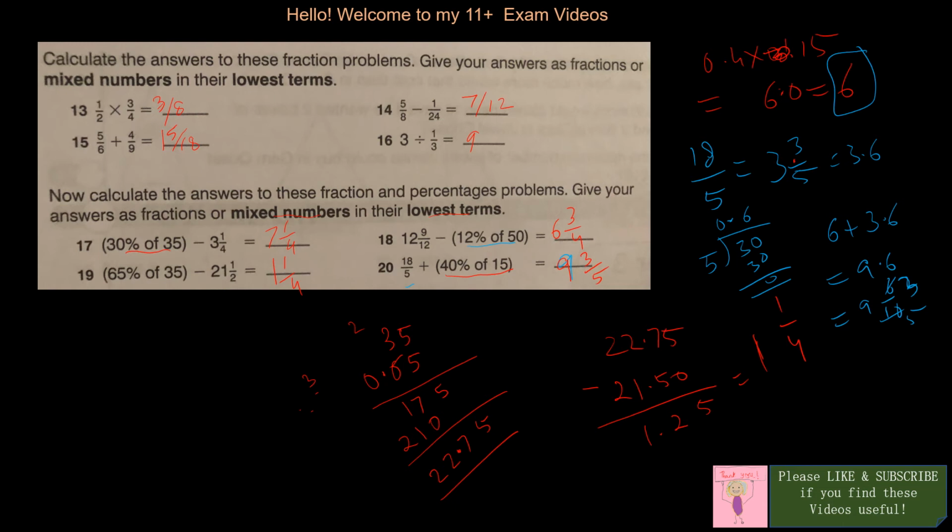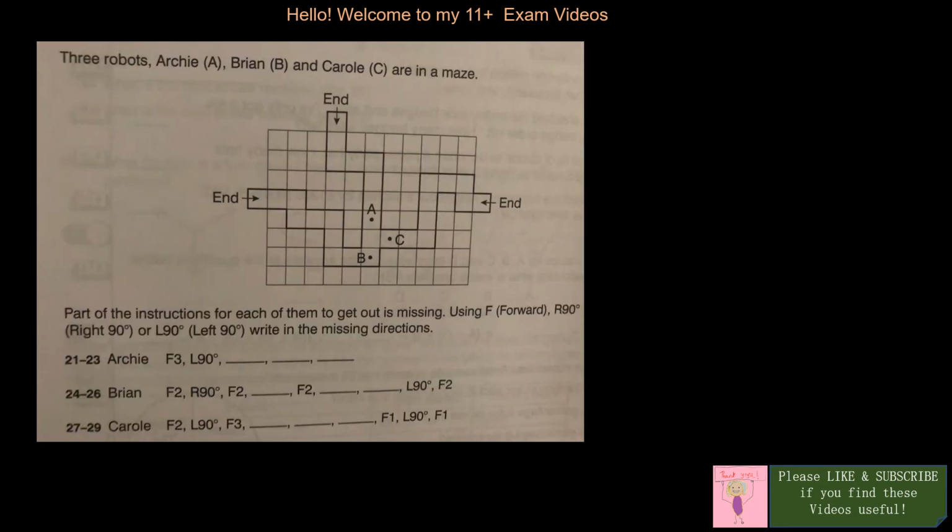Okay, the next question is 3 robots, Archie, Brian, and Carol are in a maze. Okay, so they have to get to the end, right? So part of the instructions for each of them to get out is missing. Using forward, right 90 or left 90, write the missing directions.